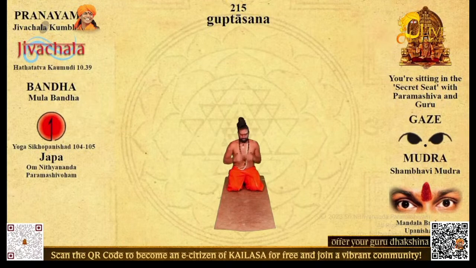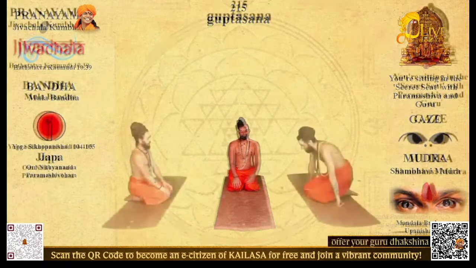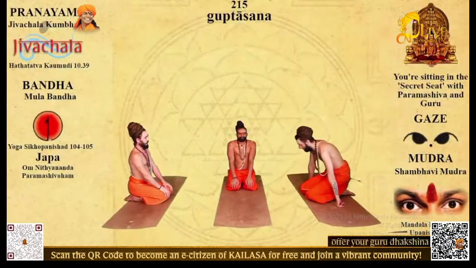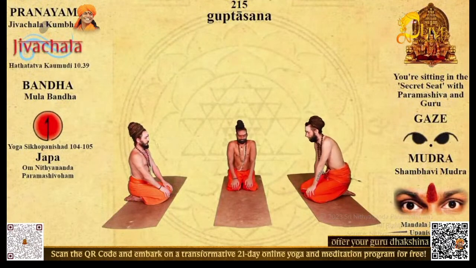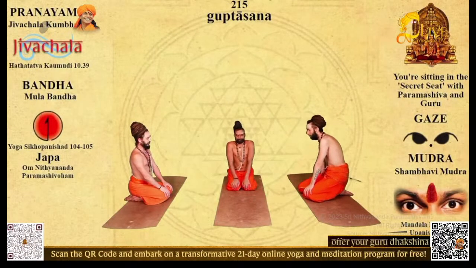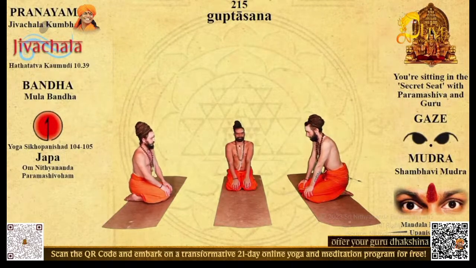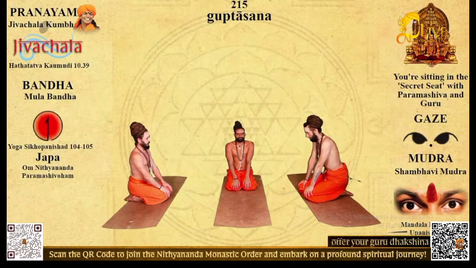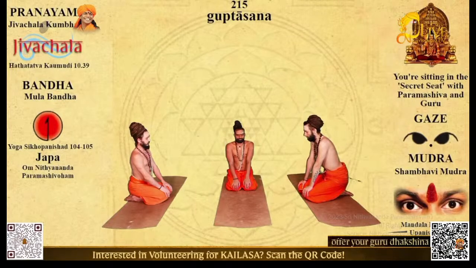Next up is Guptasana. Sit in a kneeling posture, heels outside the hips, sit on the ground and touch your toes behind your butt. As you place your hands on your thighs, sit with your head, neck and spine in a straight line. Gaze through your nose and visualize you are sitting in the secret seat with Paramashiva and Guru in Upanishad as you internally chant Om Nithyananda Paramashivoham.